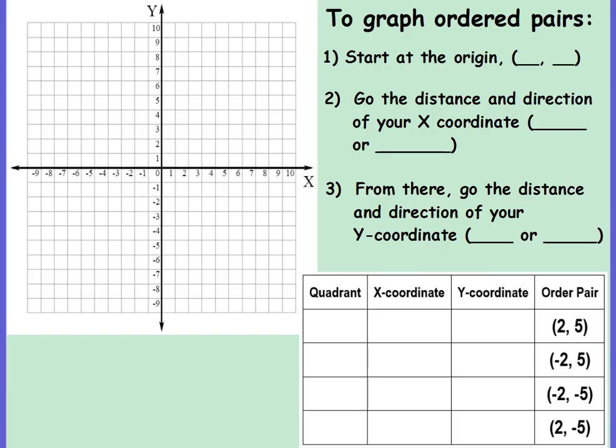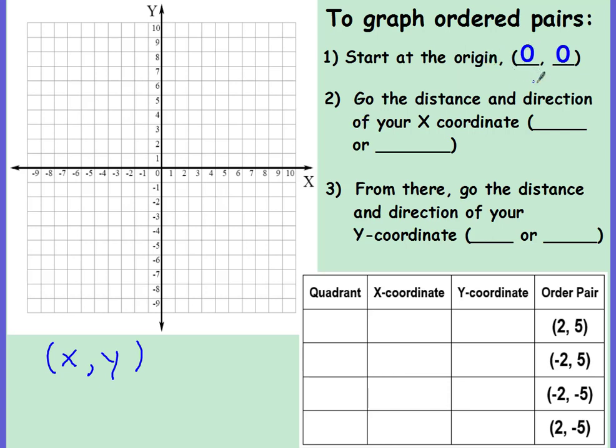Okay, so how do we graph ordered pairs? An ordered pair tells the location of a specific point on the coordinate plane. And an ordered pair is written inside parentheses with the x coordinate first, comma, y coordinate. This is how you write an ordered pair. If you do not have the parentheses or the comma separating the x from the y coordinates, you have not written an ordered pair. First thing you're going to do is you're going to start at your origin.